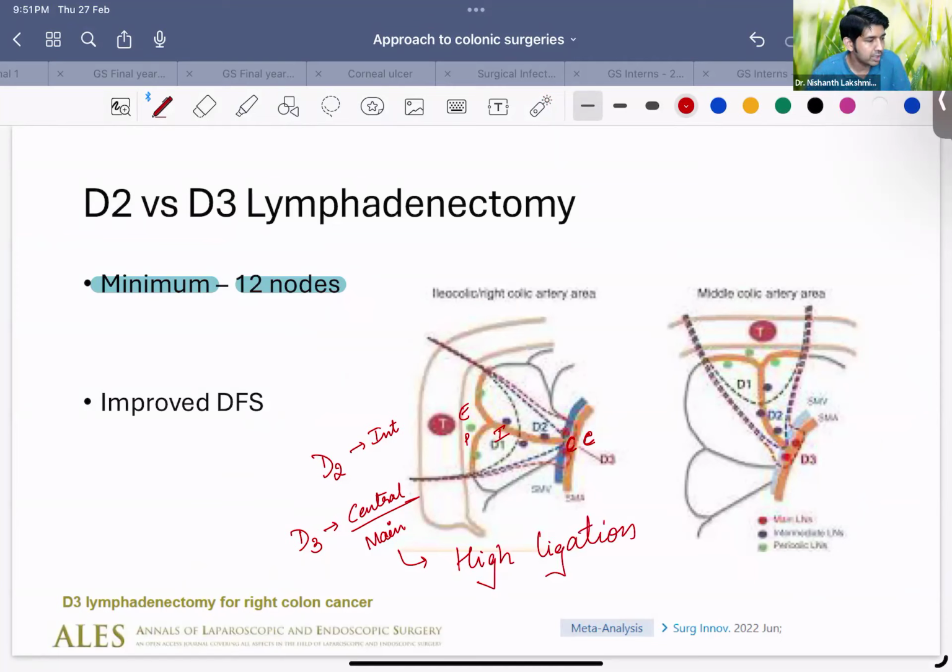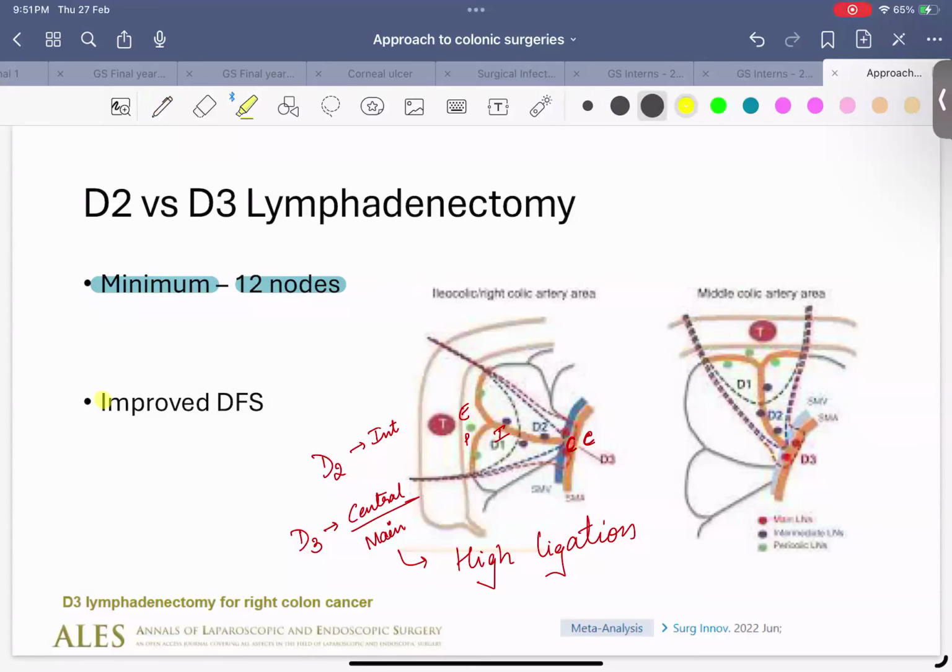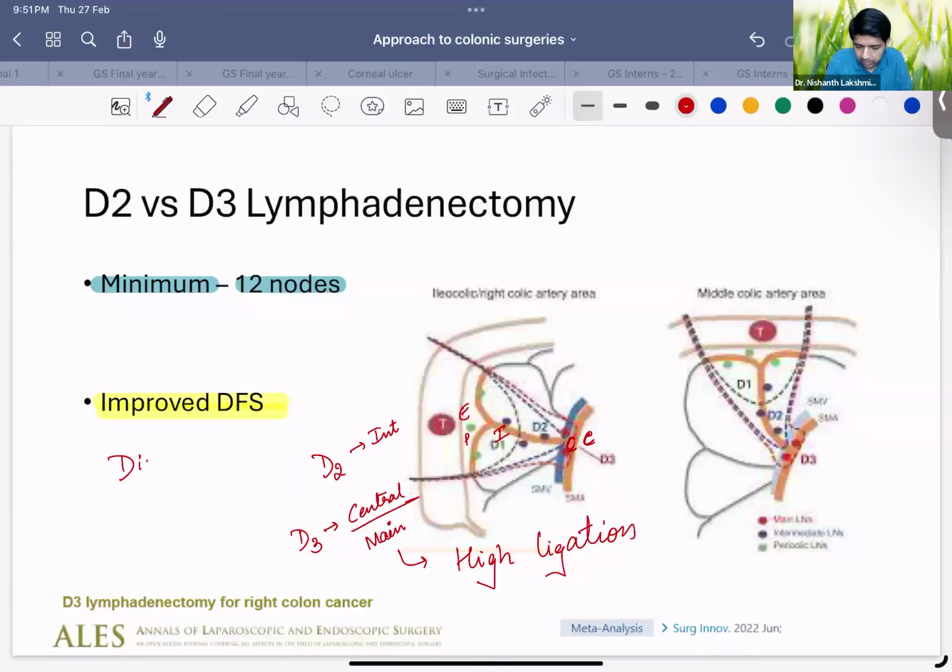Now, if I ask you, is D2 better or D3 better, which one would you choose and why? Think practically also. It will be easier, sir, surgically. D2 better. Practically, but for the patient, it is shown that D3 is better, because it improves the disease-free survival. Yes, sir.